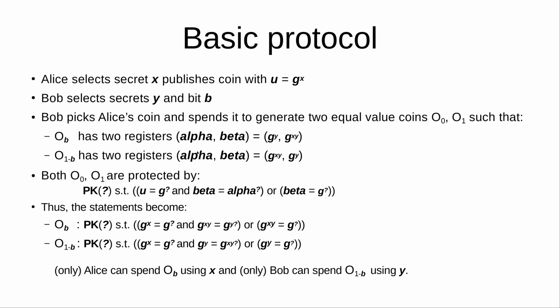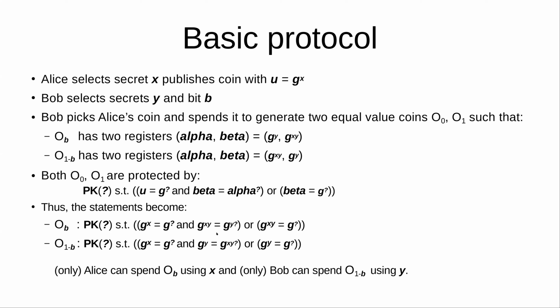Similarly, if you look at the next box, O_1 minus B, and substitute alpha with g to the xy and beta with g to the y, it reduces to this. If you look at this carefully, you will realize that the right part can be proved by Bob, because Bob knows y, so he can prove the discrete log of this. But the left side is not a valid Diffie-Hellman tuple, so nobody can actually prove this statement.